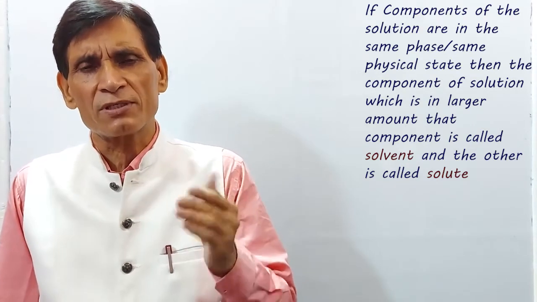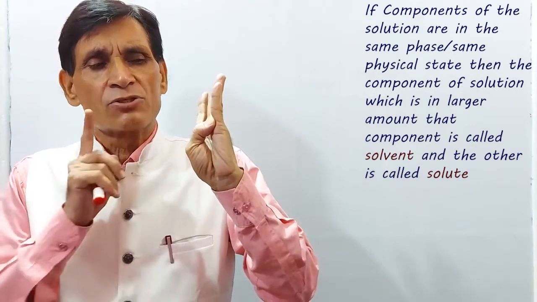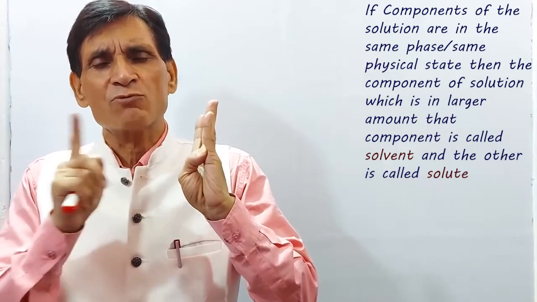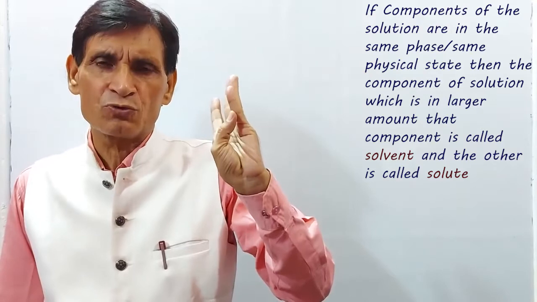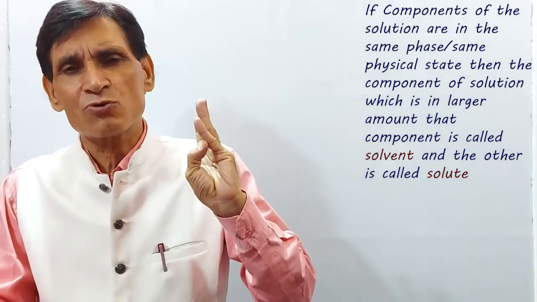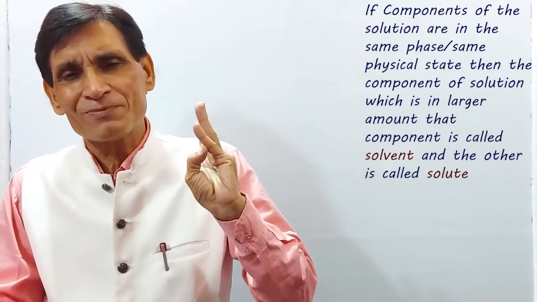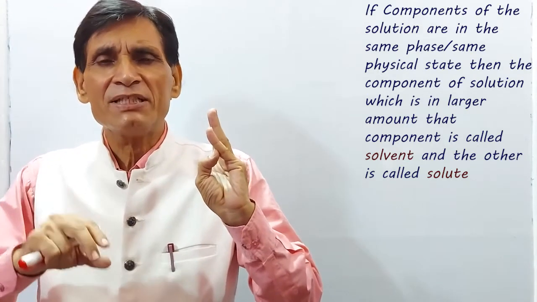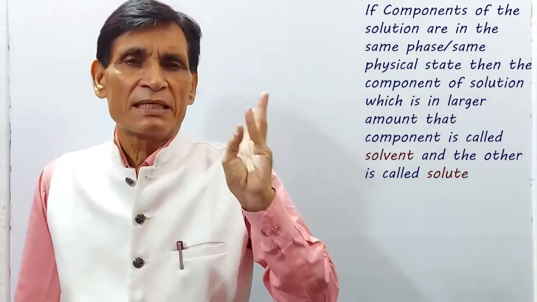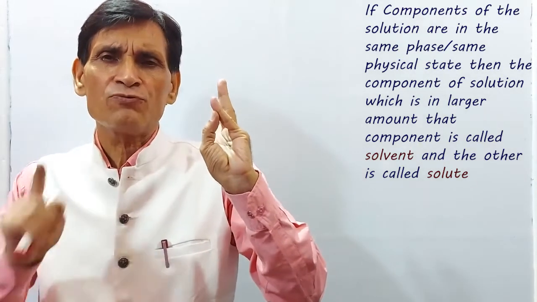Types of solution. Number one, solid and liquid, like sugar and water solution, salt and water solution. Number two, liquid solution, like alcohol and water solution, kerosene and petrol, benzene and toluene mixed together, liquid solution. Next, I told you first solid in liquid, second liquid in liquid, third solid.